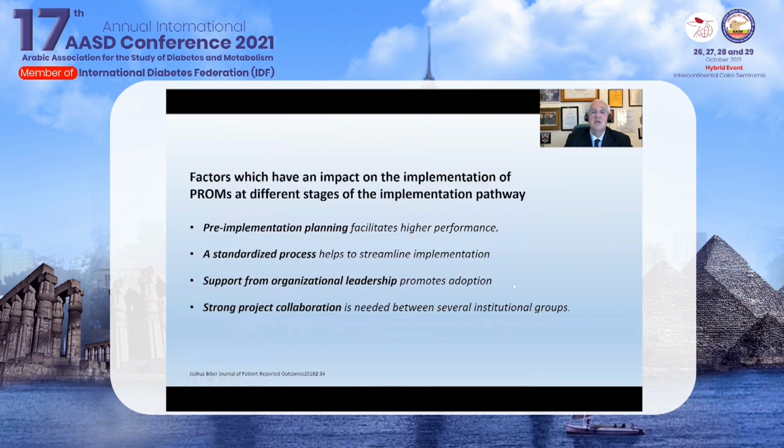And it is to be considered that there are a number of factors which have an impact on the implementation of PROMs at different stages of the implementation pathway. Definitely, there is the need for careful pre-implementation planning. There is the need to adopt standardized processes which help streamline the implementation. Of course, there is the need that the leaders of your organization support and promote the adoption of this activity. And there is the need for strong collaboration of all the members of the several institutional groups which participate in the project.